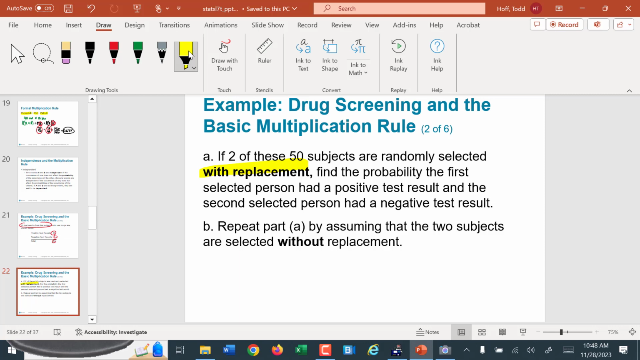The second example is we're going to repeat this, but this time without replacement. So we randomly select the first person, we test them, and then we send them on their way. So we don't put them back into the group. So now there's only 49 subjects left for the second person. When we randomly select that person, the probability that they will test positive depends on whether the first person tested positive.